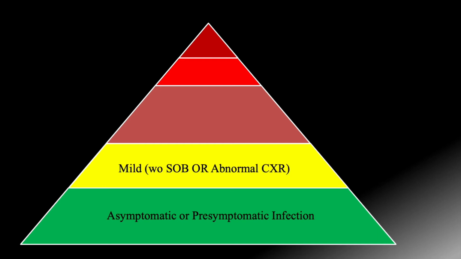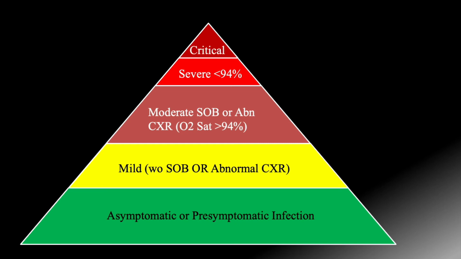What about mild disease, the yellow one? Mild infection patients do not have any shortness of breath, they are not hypoxic, they do not have any abnormal chest X-ray. What about moderate illness? These patients have shortness of breath or abnormal chest X-ray, but they are not hypoxic. The red one is severe. These patients have hypoxia, oxygen saturation less than 94%. They might be tachypneic. They might have more than 50% infiltrate on chest X-ray. And the last one is critically ill patients who are in respiratory failure, septic shock.